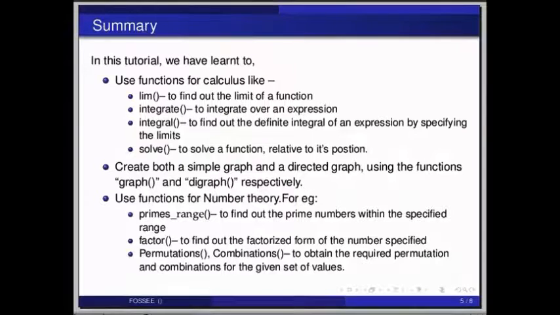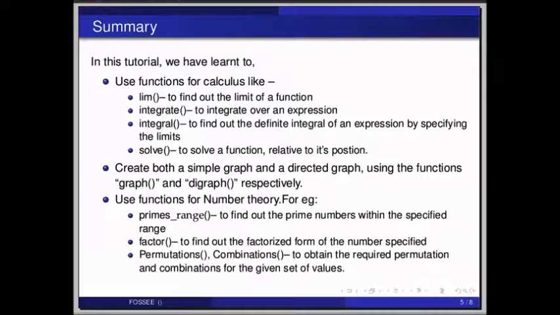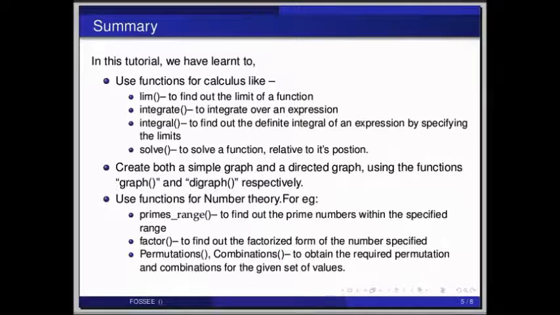then use functions for number theory, say for example prime underscore range function to find the prime numbers within the specified range, then factor function to find the factorized form of the specified number, then permutations and combinations functions to obtain the required permutation and combination for the given set of values.